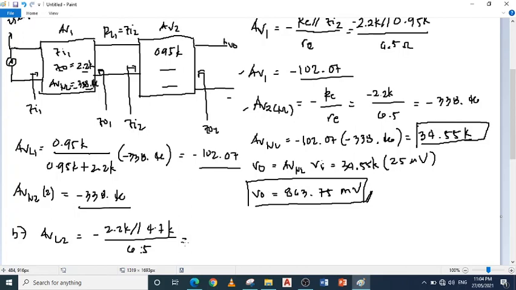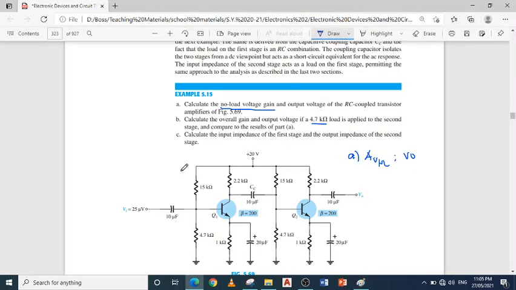Ayan, so we have divided by, kakalimutan ko ito 6.5. Ayan, so we have negative 230.55. That is for AVL2. And then, the question is overall gain and the output voltage din.